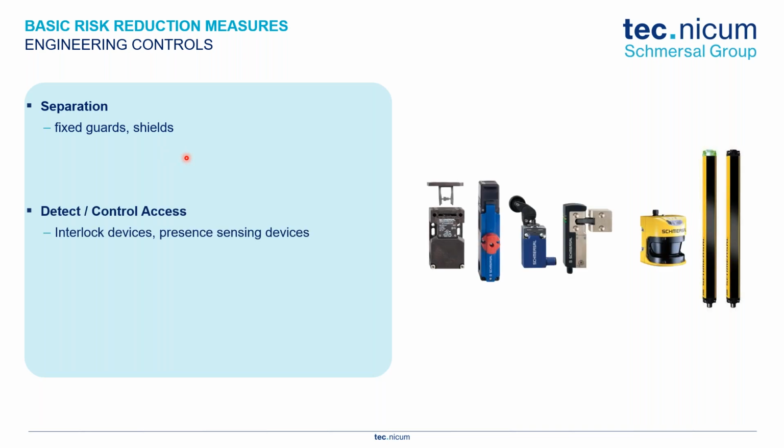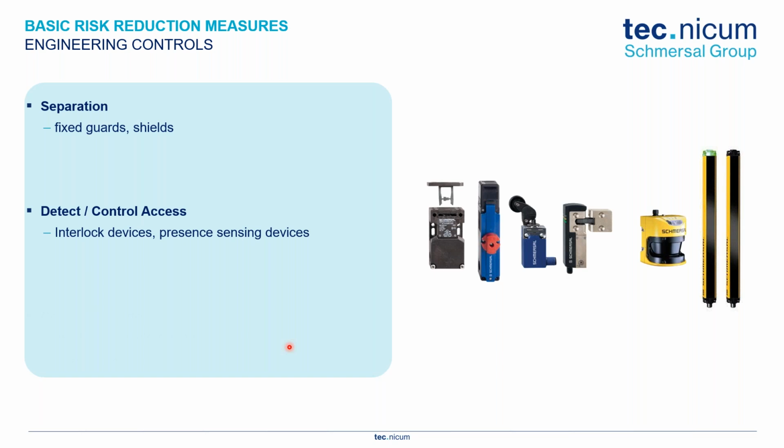If we say we have a guard that can move, we then need to place some interlock devices on there so that the machine knows that the guard is open. Or presence sensing devices such as a laser scanner or a light curtain, so that when we interrupt or walk through or reach through these devices, the process goes to a safe state. The machine goes to a safe state. We have a safe condition.